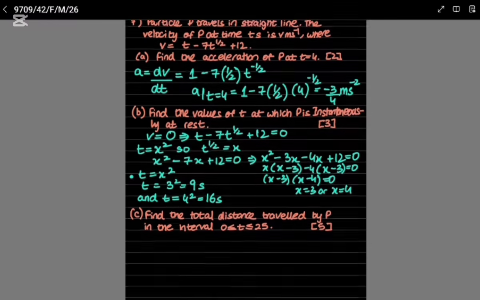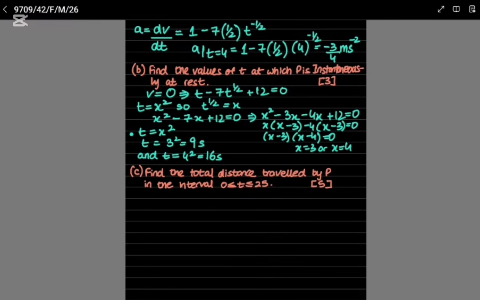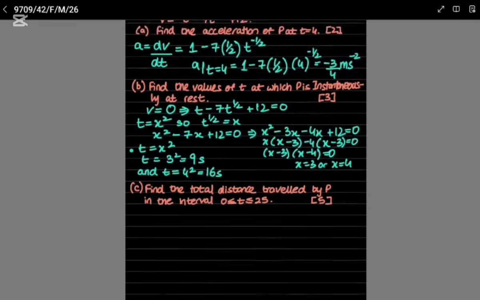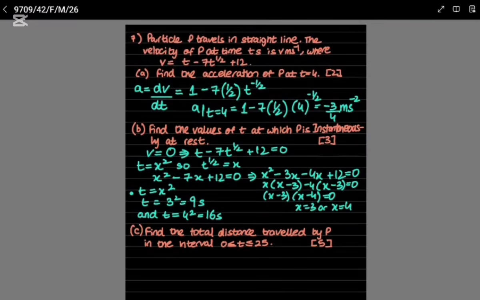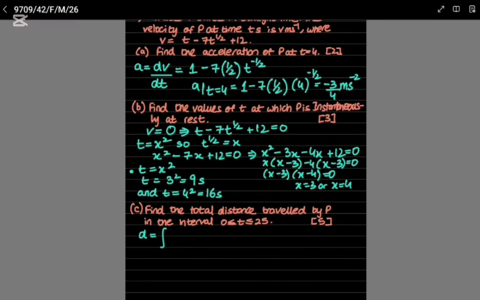All right, that's it. Now part C. Find the total distance traveled by P in the interval 0 to 25. Okay, and notice that it's a 5 marker. So you can't just simply integrate it from 0 to 25. Because distance, or displacement, whatever you want to call it, it's the integral of v with respect to dt.